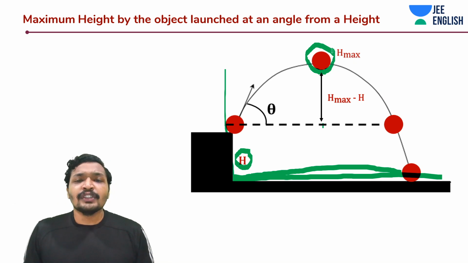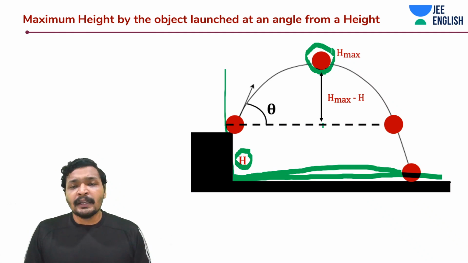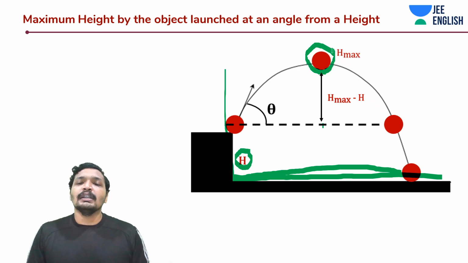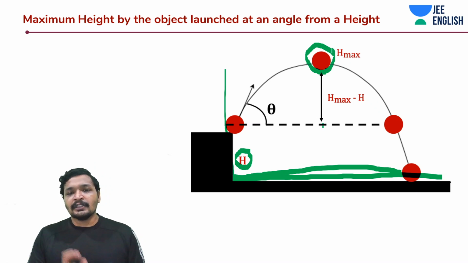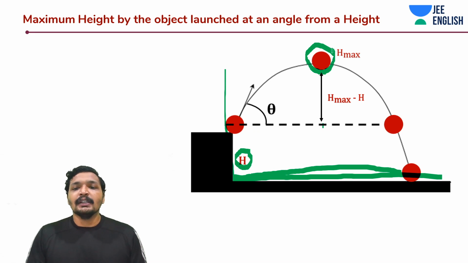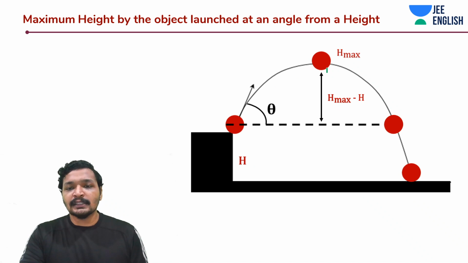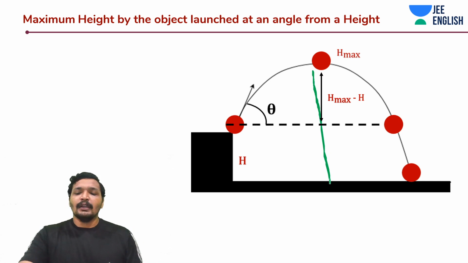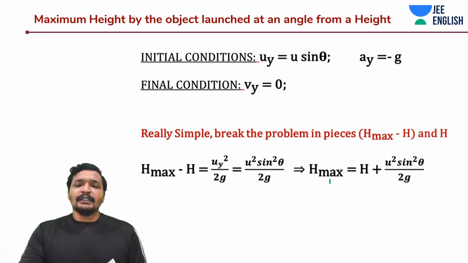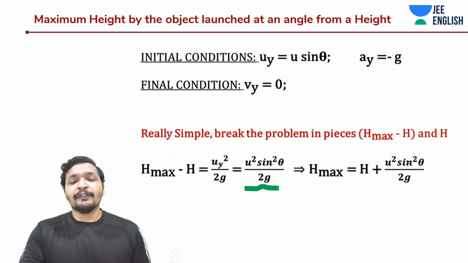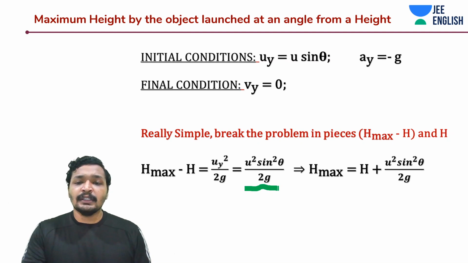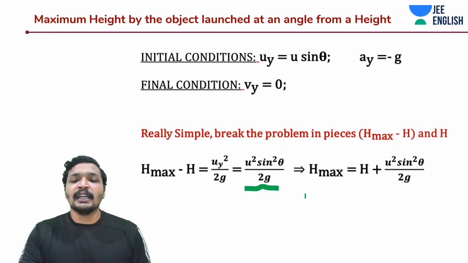That also means 0 is equal to u squared sin square theta minus 2g(h max minus h) in this case. Okay, h max minus h, because h max is this total height. So we did only that simple thing. We know this maximum height for the level plane projectile motion, u squared sin square theta by 2g, and we have added both these heights.